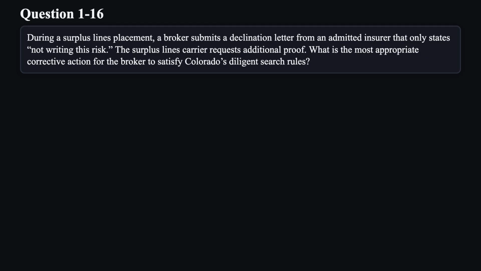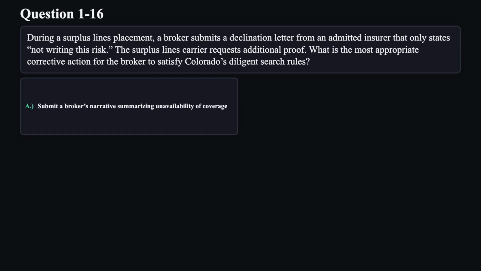Question 16. During a surplus lines placement, a broker submits a declination letter from an admitted insurer that only states, "not writing this risk." The surplus lines carrier requests additional proof. What is the most appropriate corrective action for the broker to satisfy Colorado's diligent search rules?